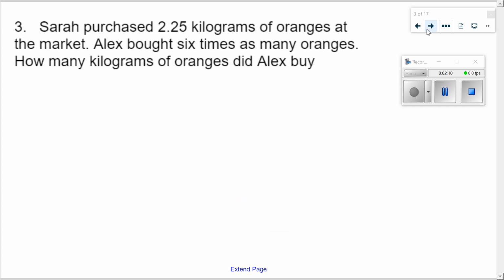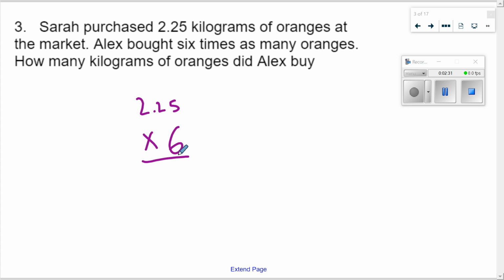For number 3. Sarah purchased 2.25 kilograms of oranges at the market. Alex bought 6 times as many oranges. How many kilograms of oranges did Alex buy? Well, he bought 6 times 2.25.